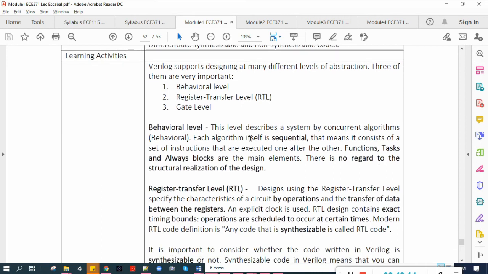Behavioral: this level describes a system by concurrent algorithms, or behaviors. Each algorithm itself is sequential. That means it consists of a set of instructions that are executed one after the other. Functions, tasks, and always blocks are the main elements. There is no regard to the structural realization of the design.